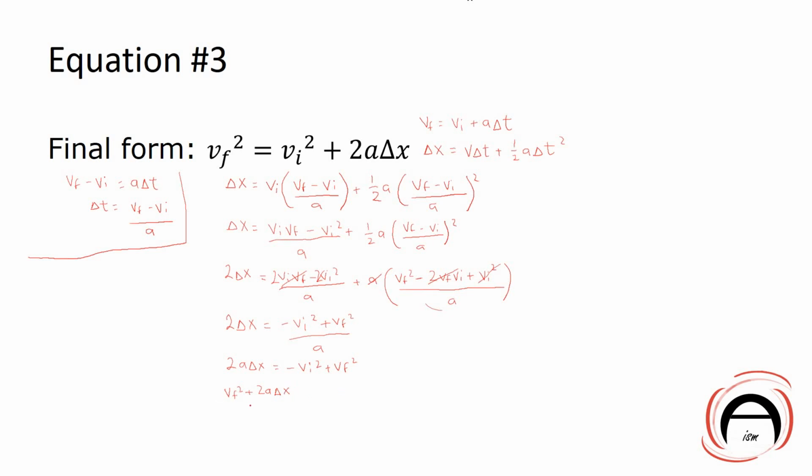Oh, sorry, I didn't see that there. Vf squared is going to be equal to Vi squared plus 2A delta x. And that looks exactly like what we have up here. So there you have it, our third kinematic equation derived right here.